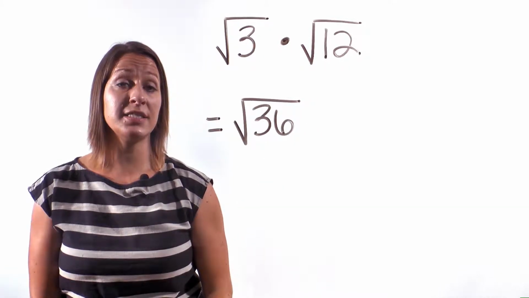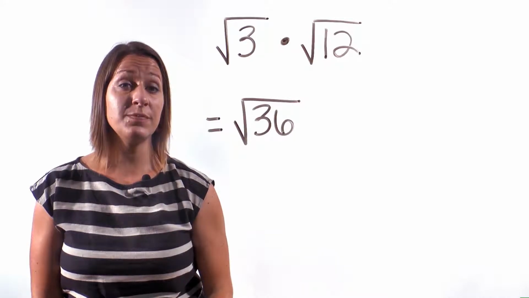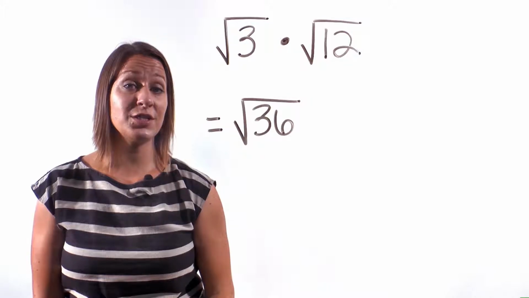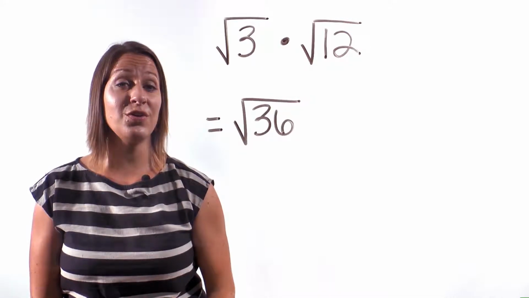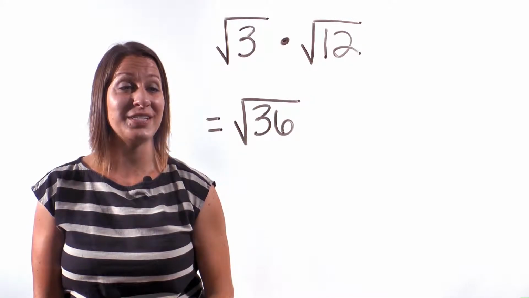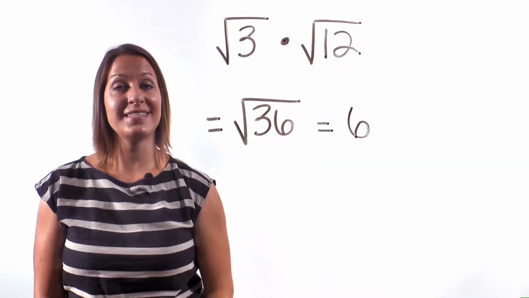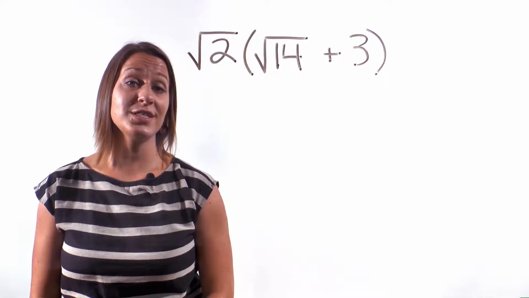Next, before we can say this is our complete answer, we need to simplify 36. If you recognize 36 as a perfect square, you know that 6 times 6 is 36. So this answer is 6. Okay, let's try this problem.